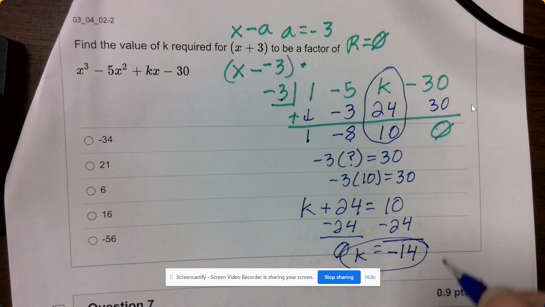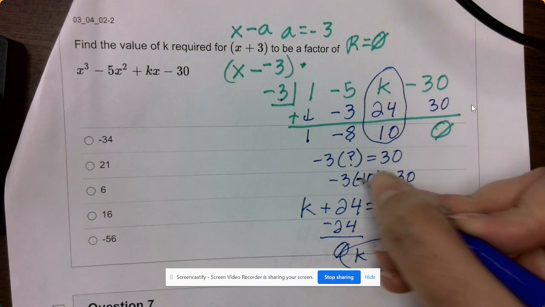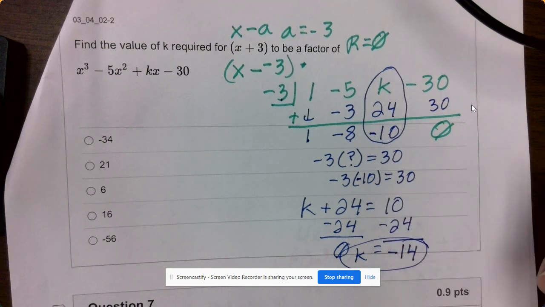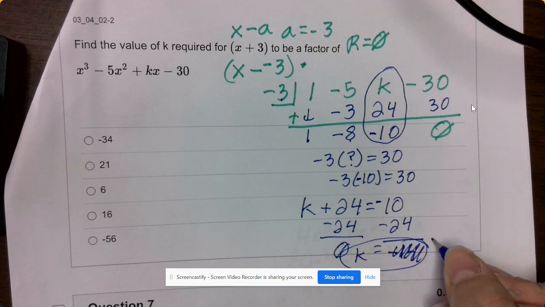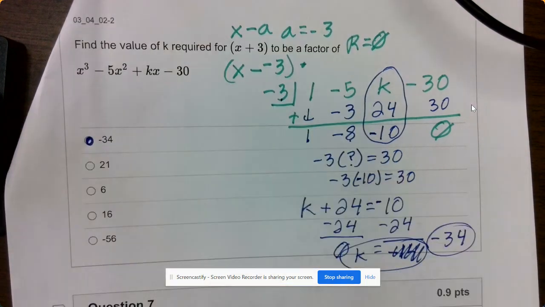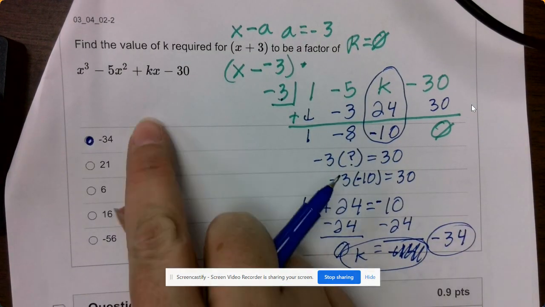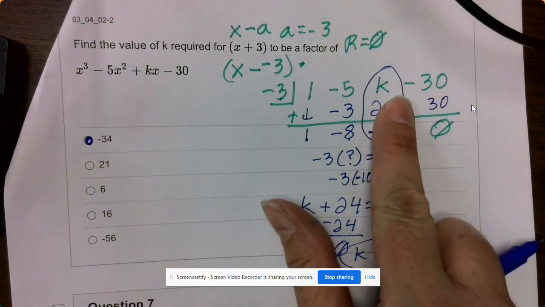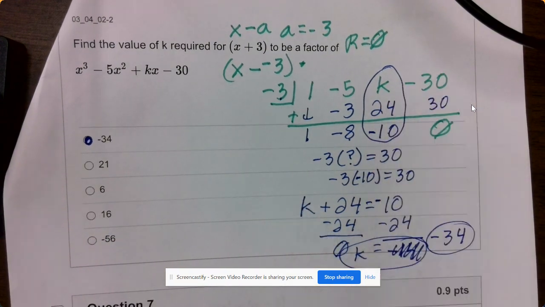Oh, everybody, it would have to equal negative 10. Careful those signs, everybody. So it would be negative 34. You could also do, everybody, where you plug the numbers in and see which one works. Okay, for K2. Different problem solving strategies.